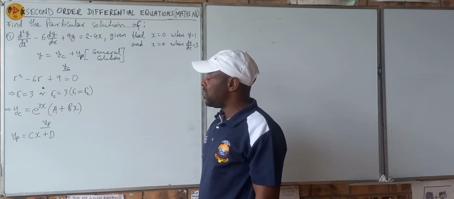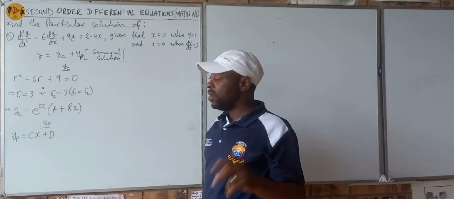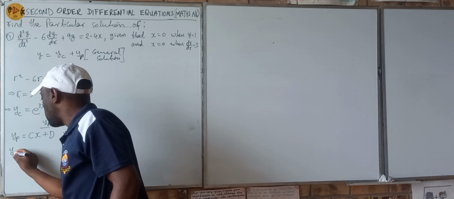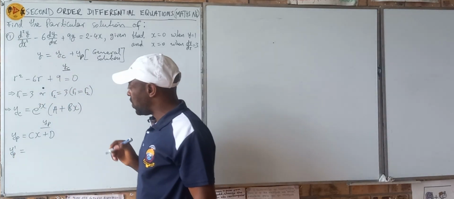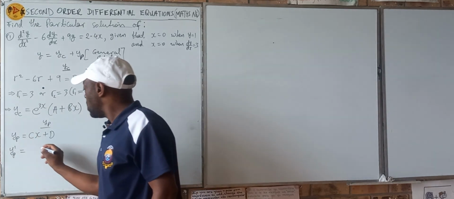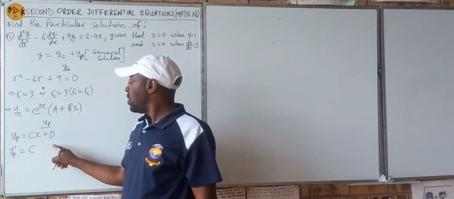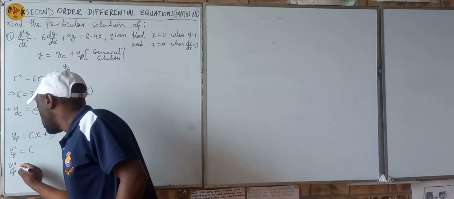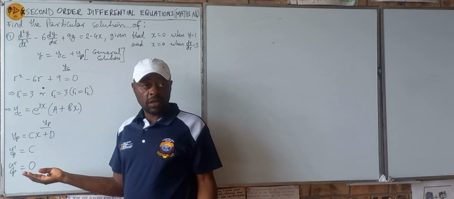After choosing your yp, you are expected to differentiate it 2 times. So I will do that. I will differentiate my yp for the first time. You are only differentiating the value. So if I differentiate, I will get c, since the derivative of d will give me 0. Then that's the first time. I will differentiate again for the second time, and I will get 0 because there is no x left.